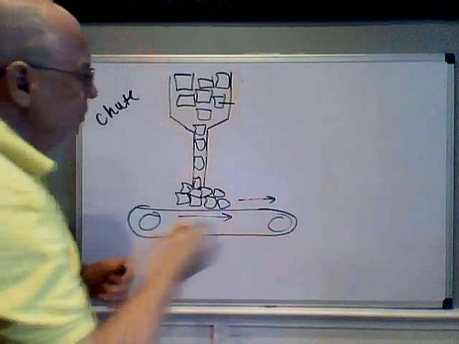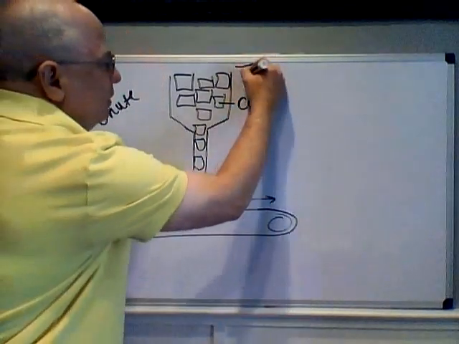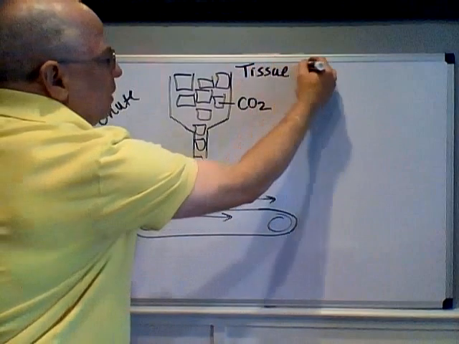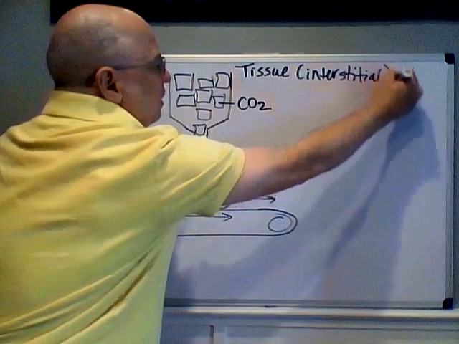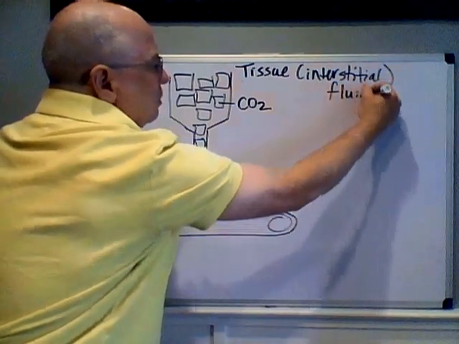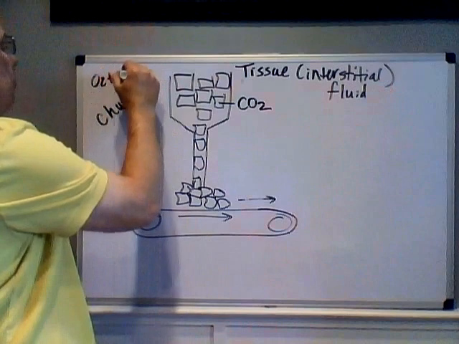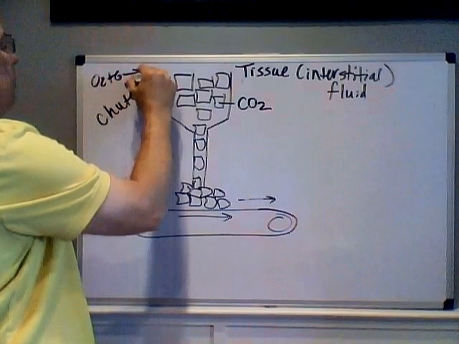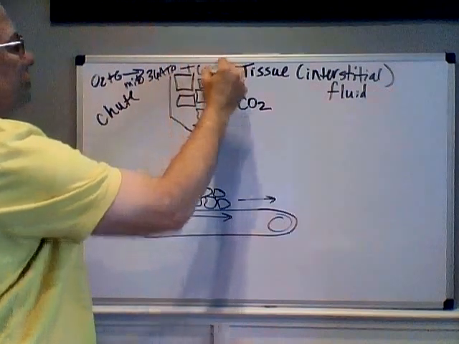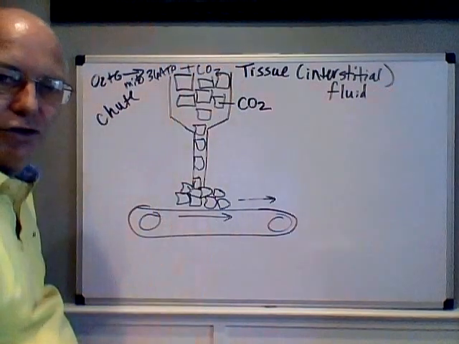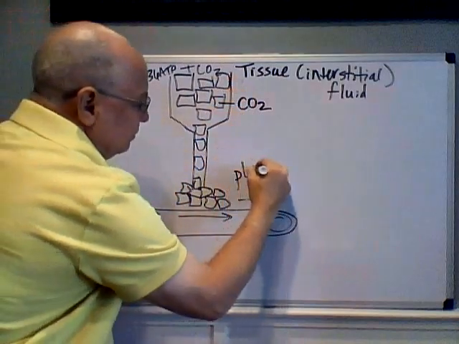So now, let's say every little box represents carbon dioxide. This is my tissue or my interstitial fluid. As long as I'm feeding oxygen to my cells, the oxygen plus the glucose in the presence of mitochondria are going to give me ATP plus all this carbon dioxide building up in my tissues. The carbon dioxide is going to fall into my plasma.